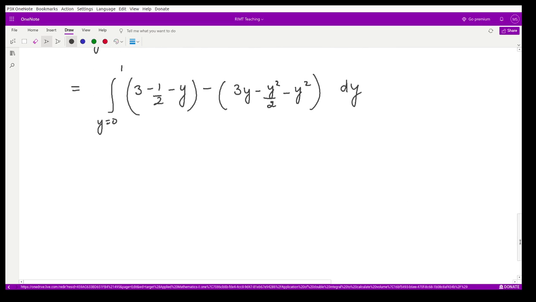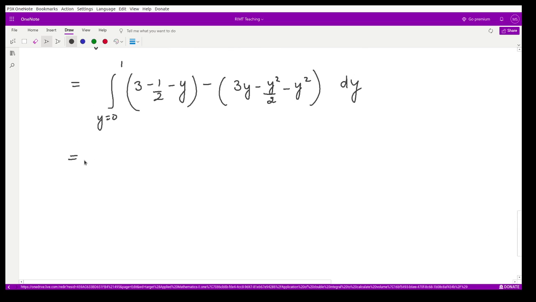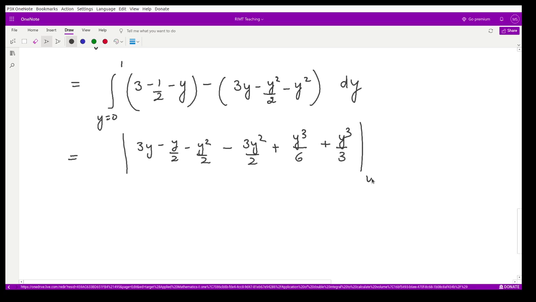Okay, so now you can perform the integration with respect to y. So it would be 3y minus y by 2 minus y square by 2 and then minus 3y square by 2 plus y cube by 6 plus y cube by 3, and then you can substitute the limits y varying from 0 to 1. So when you substitute the upper and lower limit and then you simplify this a bit, what will you have? Your answer as equal to 1.